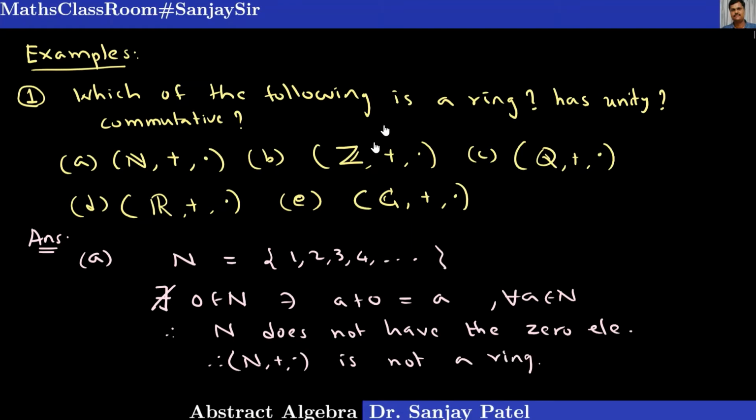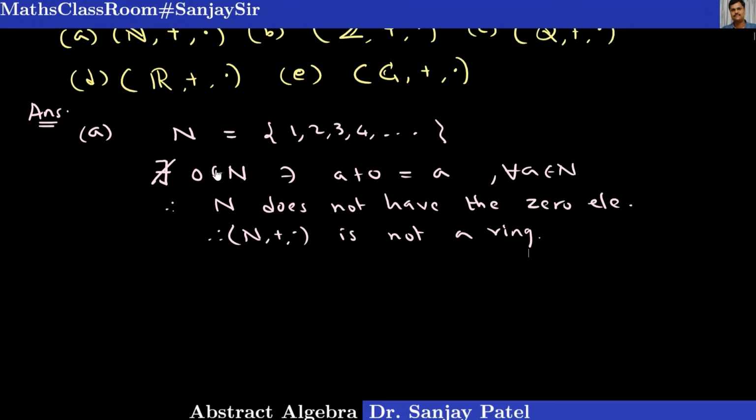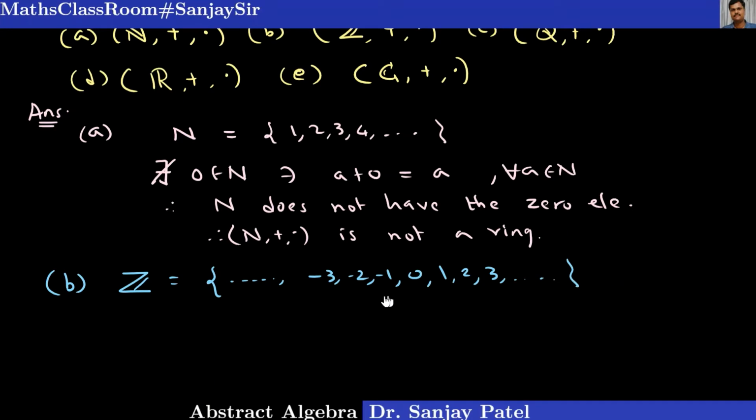Okay. Next, the set of integers. What do you say about the set of integers? The set of integers is a very important example. The set Z contains negative integers, positive integers and 0. With respect to addition and multiplication of integers, the set Z is actually a ring. Means it satisfies all the conditions.